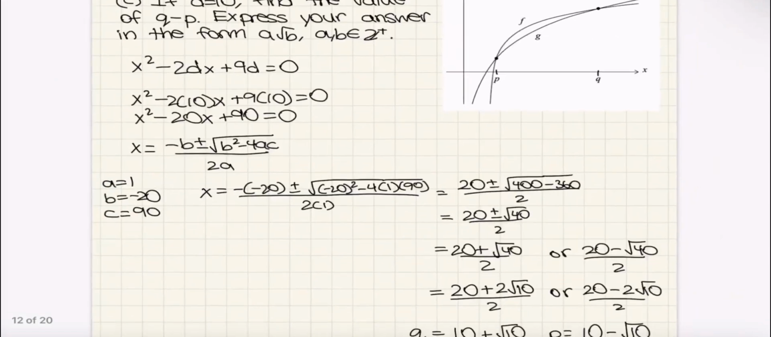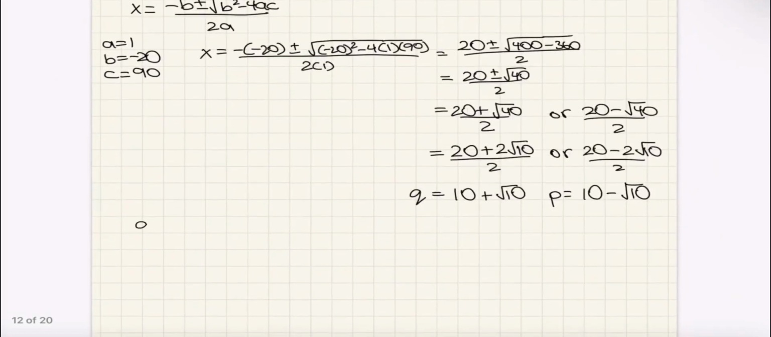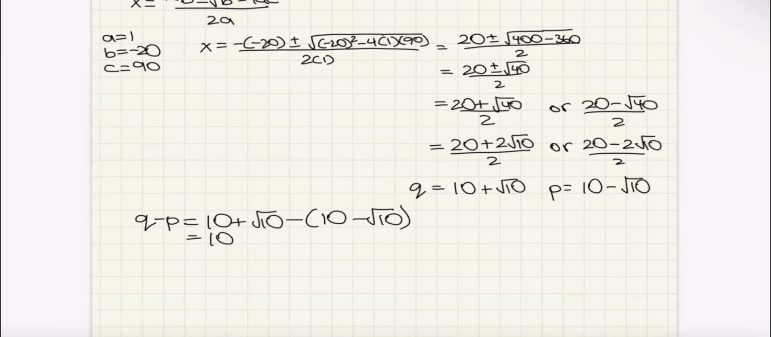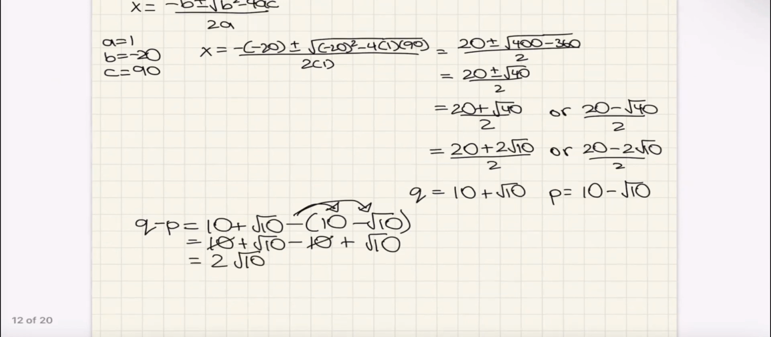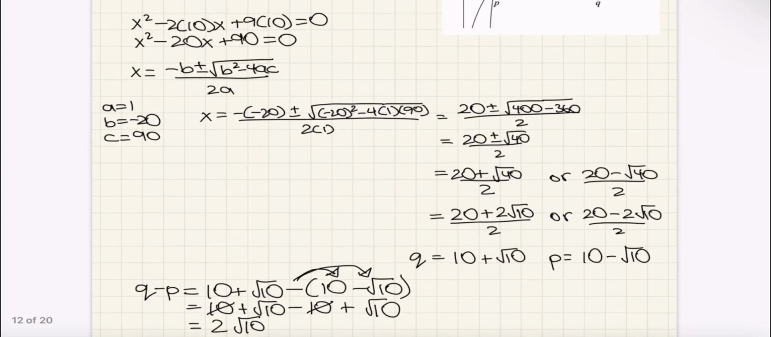And so q minus p would be what? Well, q minus p would be 10 plus root 10 minus the quantity 10 minus root 10. And so that's going to end up giving us 10 plus root 10 minus 10 plus root 10, right? Because we're distributing the negative sign into the 10 and into the negative root 10. These cancel out and we end up with 2 root 10, or root 40 would also be accepted as it's the same thing.